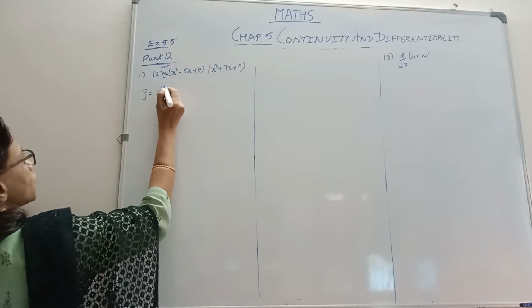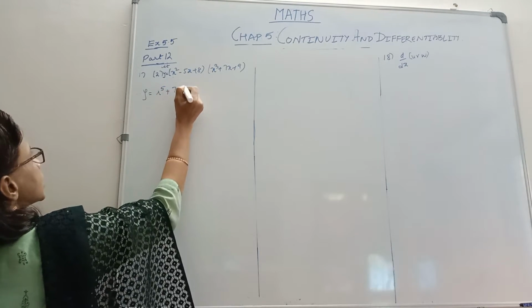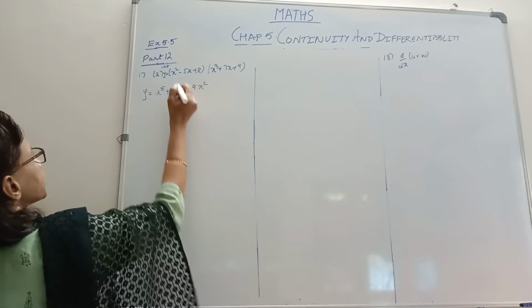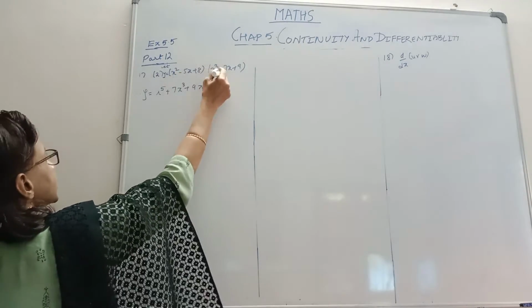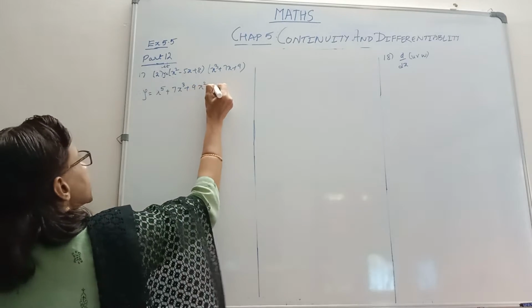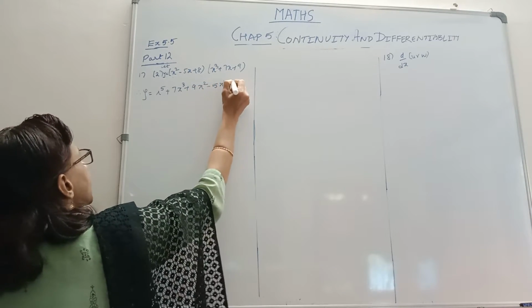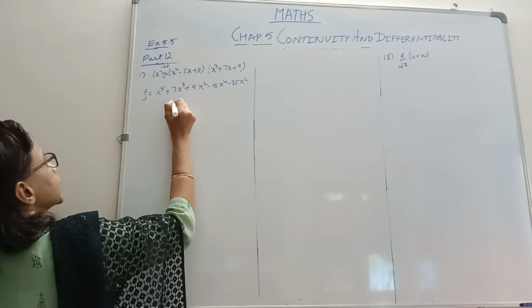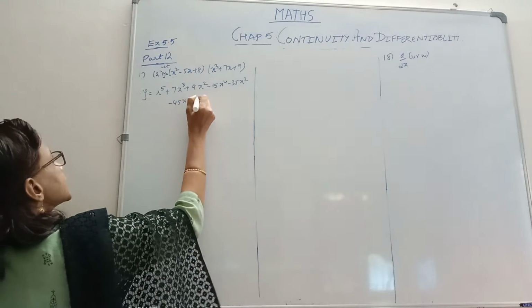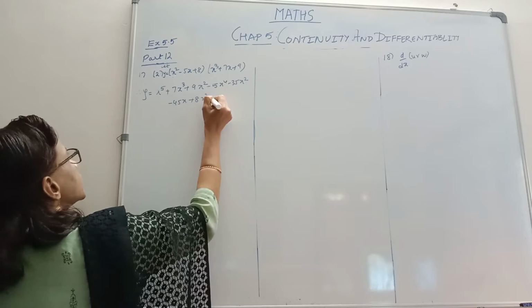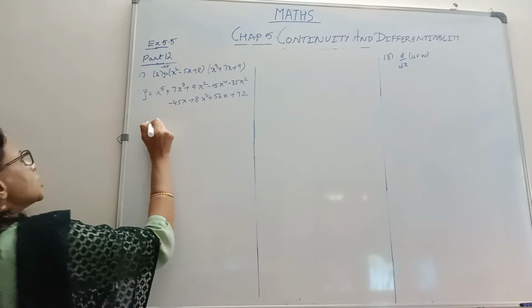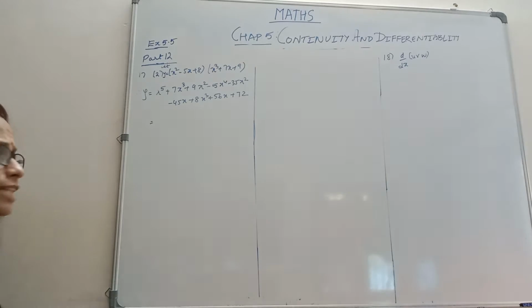So x raised to 5 plus 7x cubed plus 9x squared. Then we are getting this minus 5x multiplied. So minus 5x raised to 4 minus 35x squared. Then minus 45x plus 8x cubed plus 56x plus 72. Whatever is possible to simplify, we'll simplify and then we'll get the derivative.